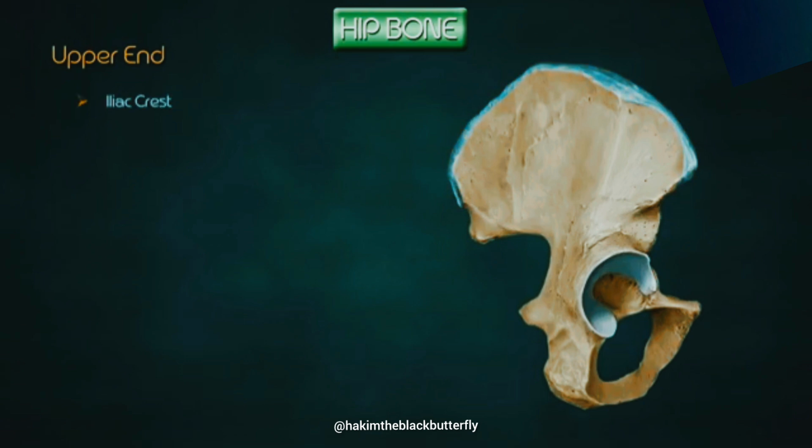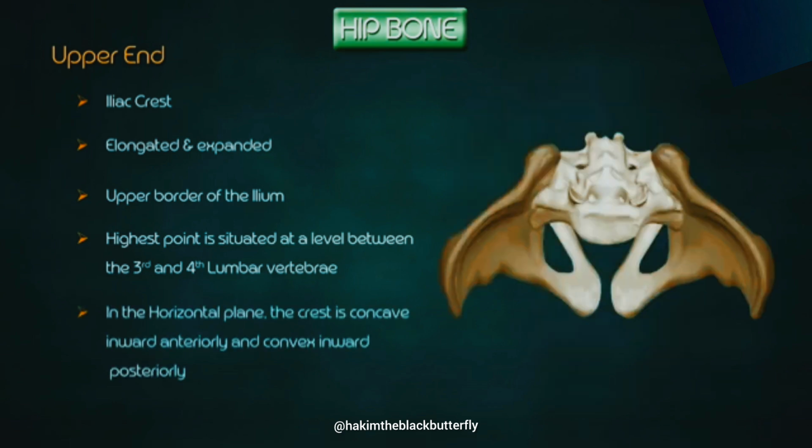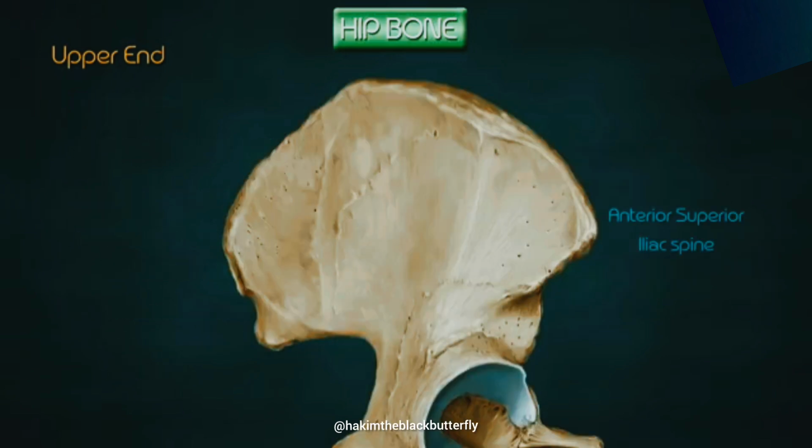Upper end. This is also known as the iliac crest. It is elongated and expanded. It makes up the upper border of the ilium. The highest point of the iliac crest is situated at a level between the third and fourth lumbar vertebrae. When looked at in the horizontal plane, the crest is concave inward anteriorly and convex inward posteriorly.